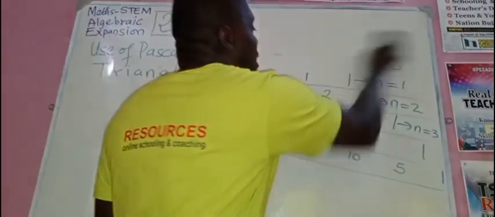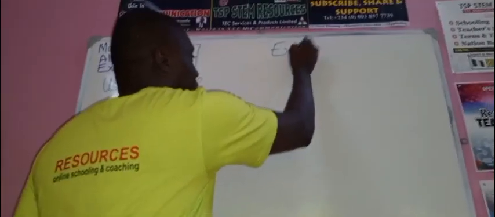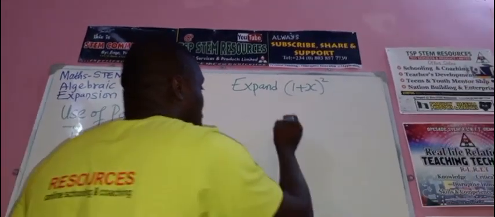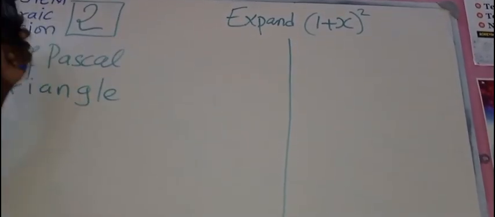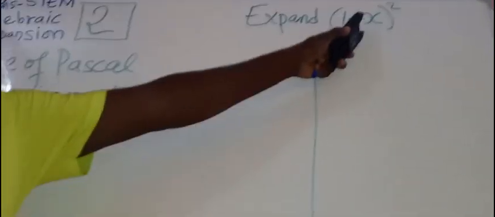Now, Pascal's triangle helps us in creating coefficients. The reason I tell you is that I'm going to make reference to that. Now, let's see this. Let's say you are asked to expand 1 plus x raised to the power 2. Now, I will use the method we used in part 1 of this topic.